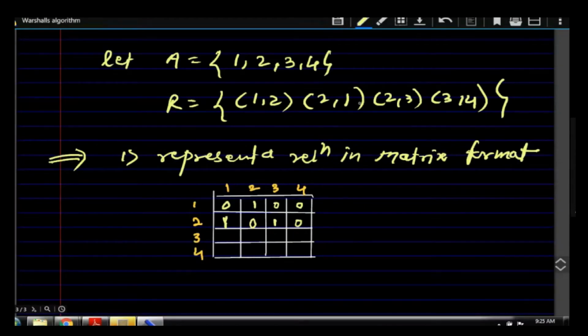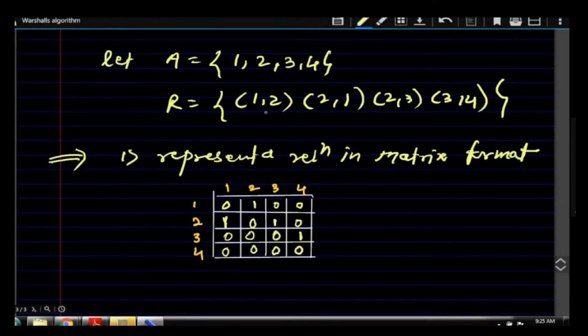Then 3, 1: check the edges from 3. There is a single edge from 3, that is 3, 4. So this 3, 4 will be 1, others will be a 0. Am I right? There is only one edge from 3 to 4. And there is no edge from 4, so all the cells in the fourth row will be a 0. So this is the matrix representation of your relation. I hope it is very simple to represent a relation in the matrix format.